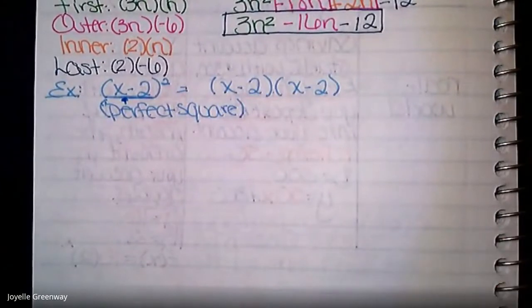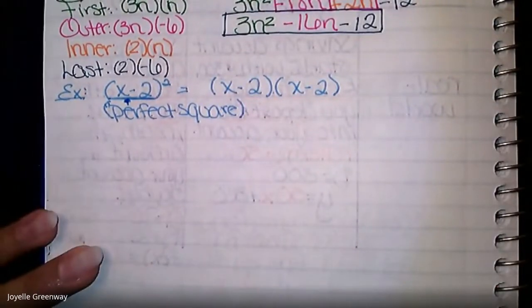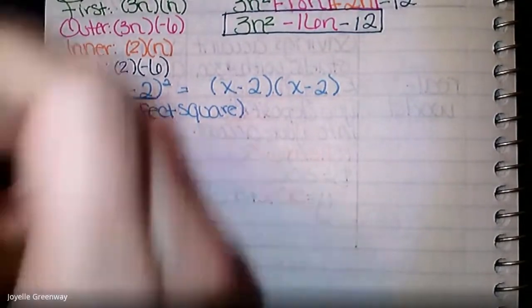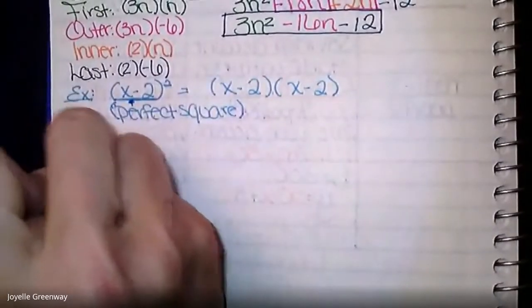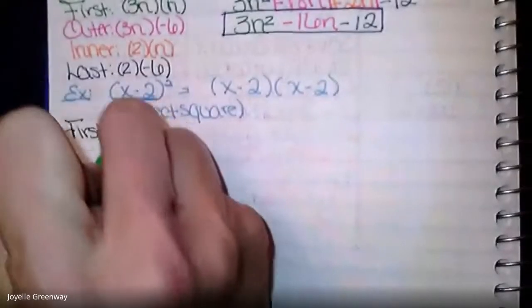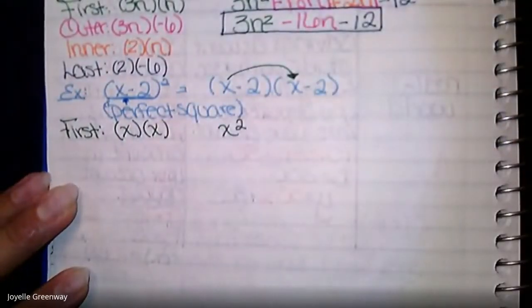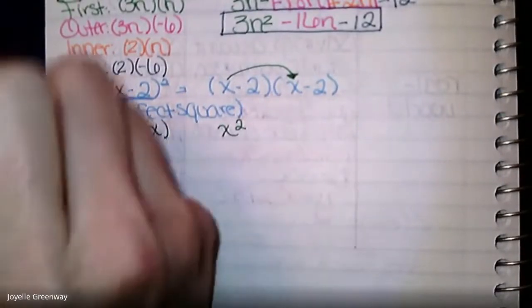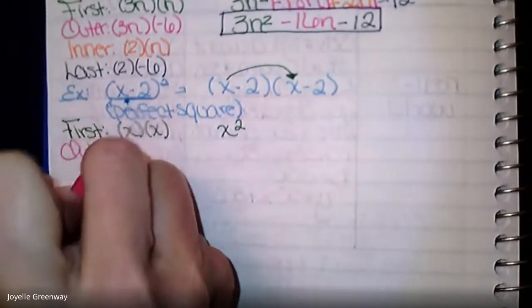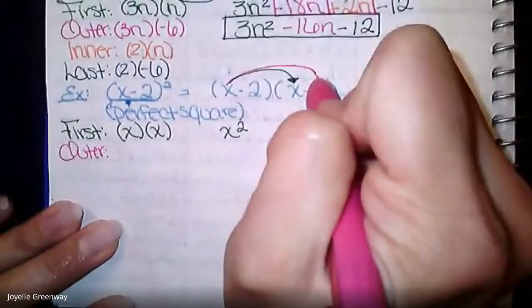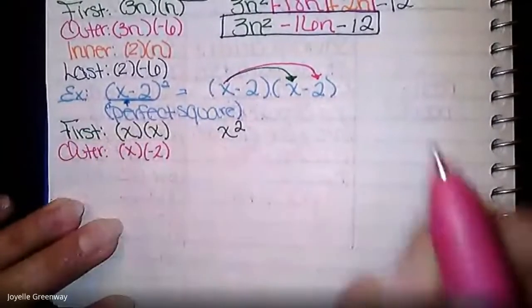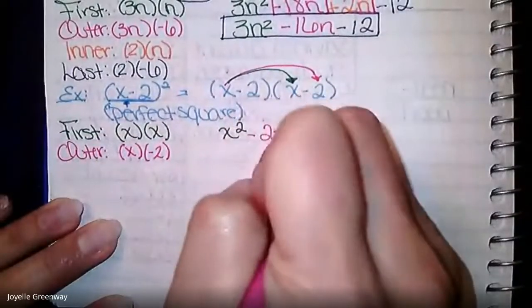Okay, so we do the same thing that we do for the others. All right, so we multiply the first term. So you would have x times x, which is x squared, right? So your first term, x times x. Then we have our outer terms. So x times negative 2. And that gives us a negative 2x.